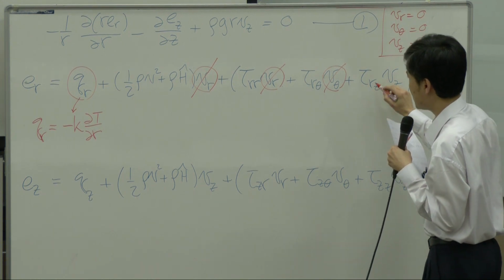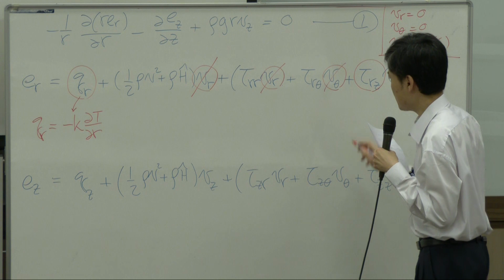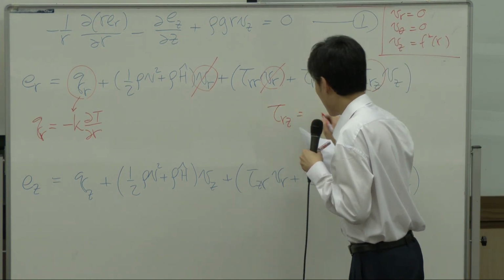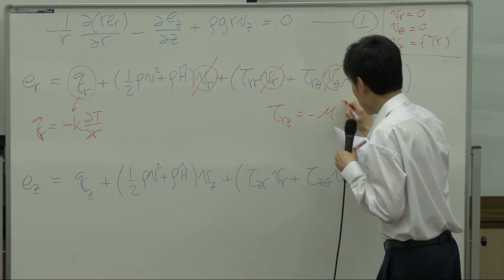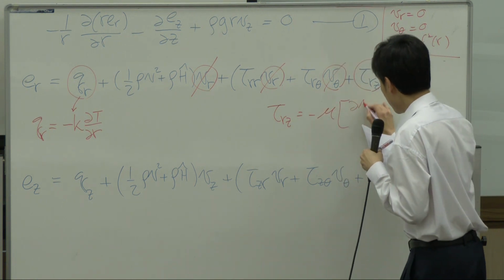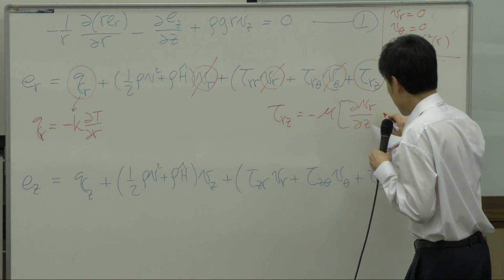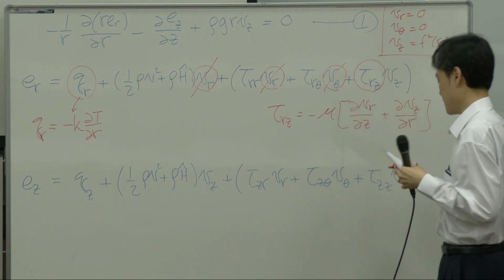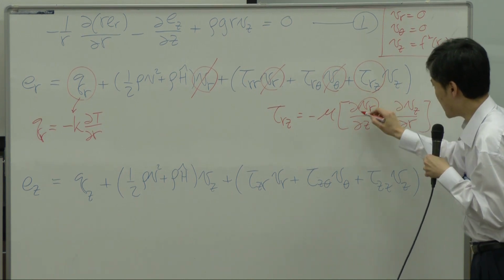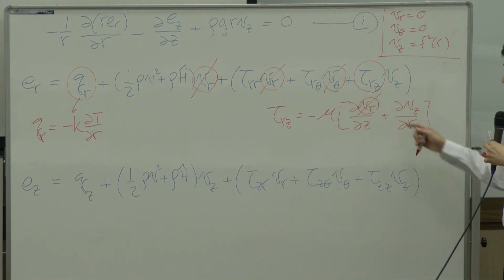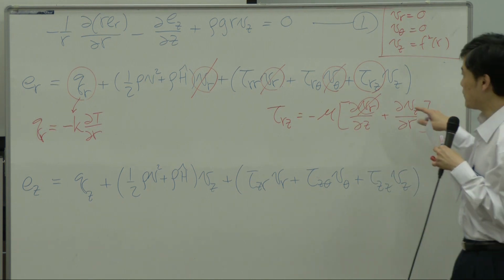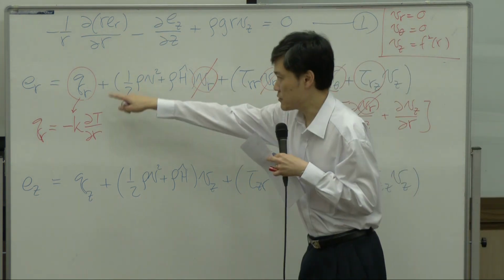What about tau rz? This tau rz can be calculated using Newton's law. Tau rz, according to Newton's law, will be minus mu times dVr by dz plus dVz by dr. Of course, dVr, the vr itself is 0. And it is 0 everywhere, so this term will be dropped. So at the end, we will get two terms for er.